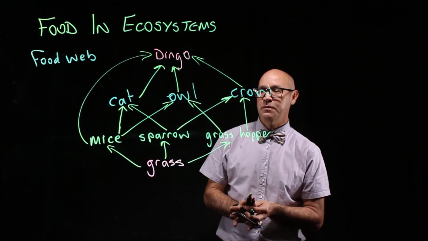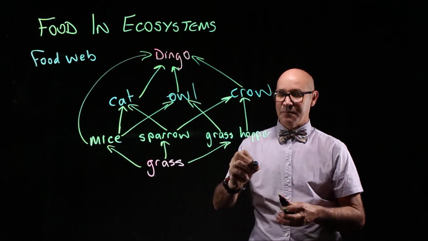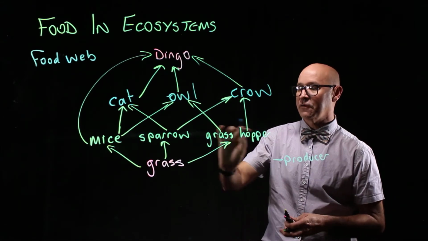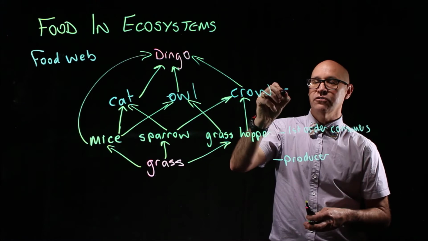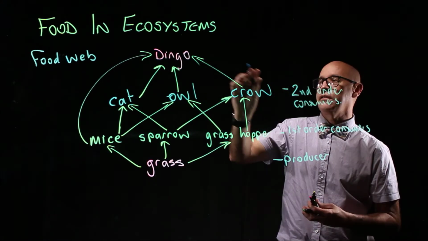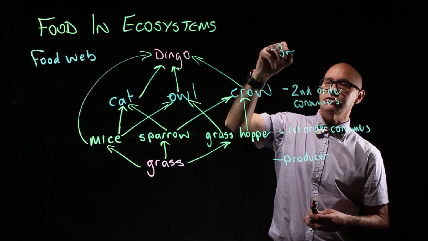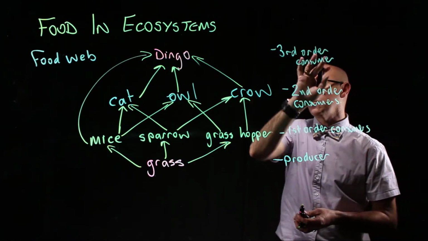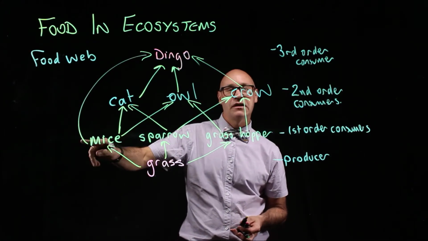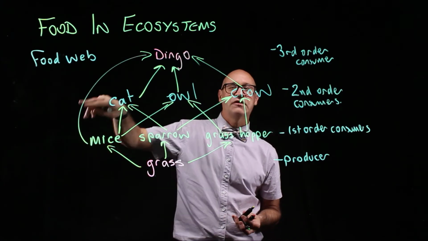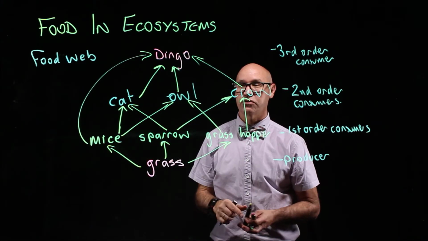So in this particular case, this is our producer. Now we've got our first order consumers. These are our second order consumers. And our dingo is our third order consumer. Now, because the dingo also eats the mouse, we can also say the dingo is also a second order consumer.